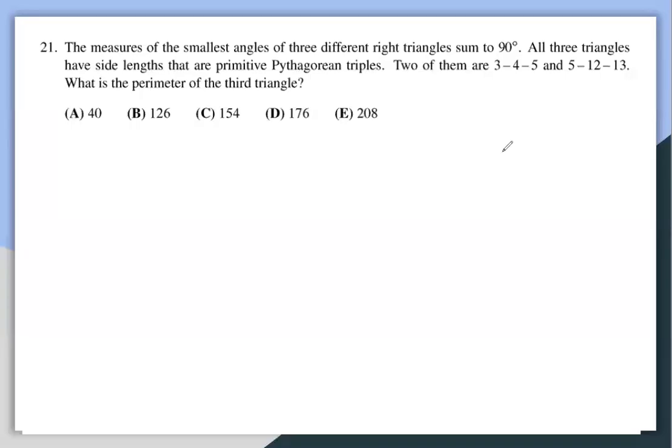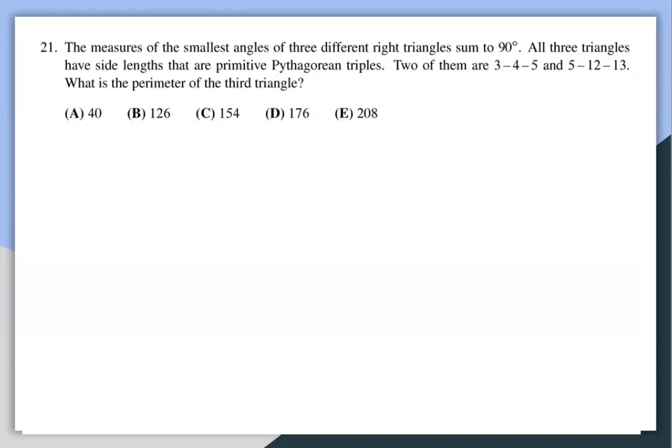Hello, one. So we have another question from 2024 12P. Number 21: the measures of the smallest angles of three different right triangles add up to 90 degrees, and all three triangles have side lengths that are primitive Pythagorean triples. Two of them are given, and we would like to find the sum of the sides of the third triangle.